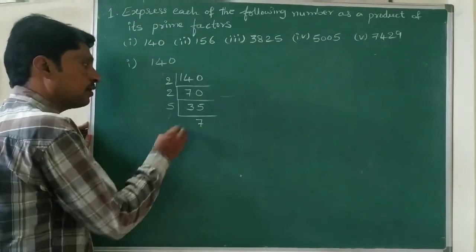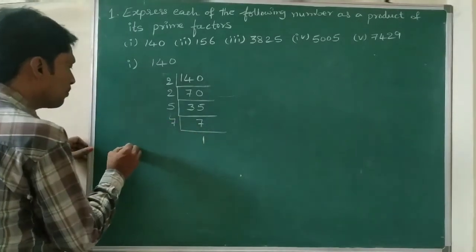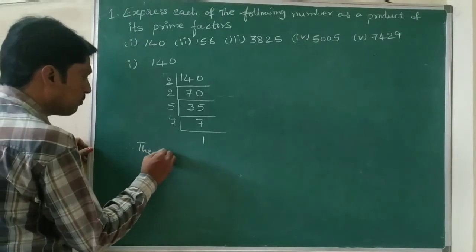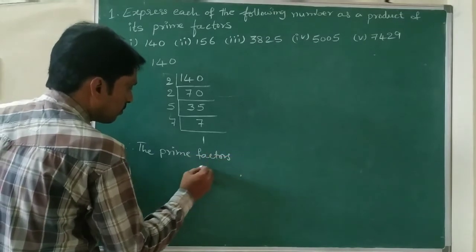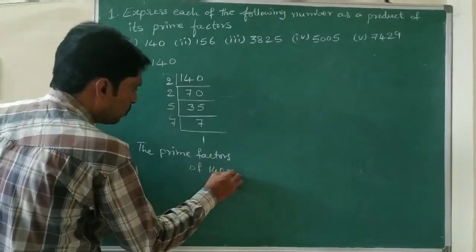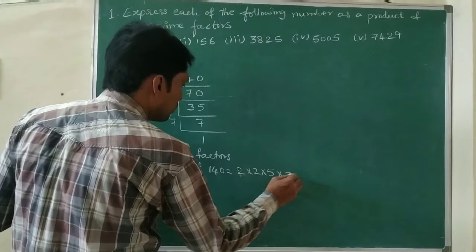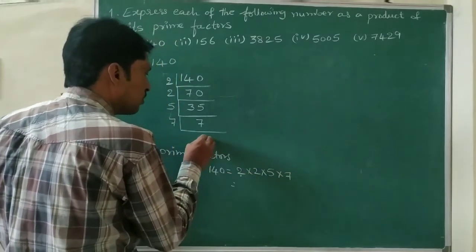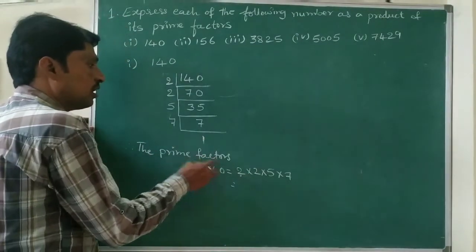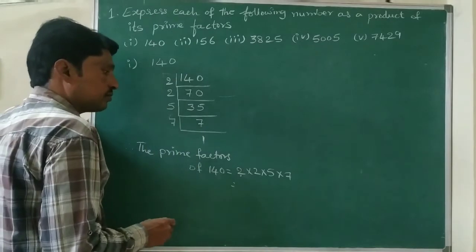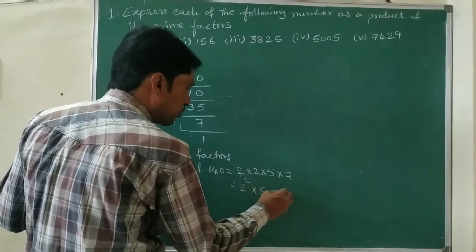Here 7 is a prime number. Again 7, that prime number only we have to take. 7 1s are 7. Therefore the prime factors of 140 equal 2 into 2 into 5 into 7. So here it is 1. Why are we not taking it? 1 is neither prime nor composite. Up to 7 only we need to take. So this one we can write as 2 square: 2 into 2 means 2 square into 5 into 7.